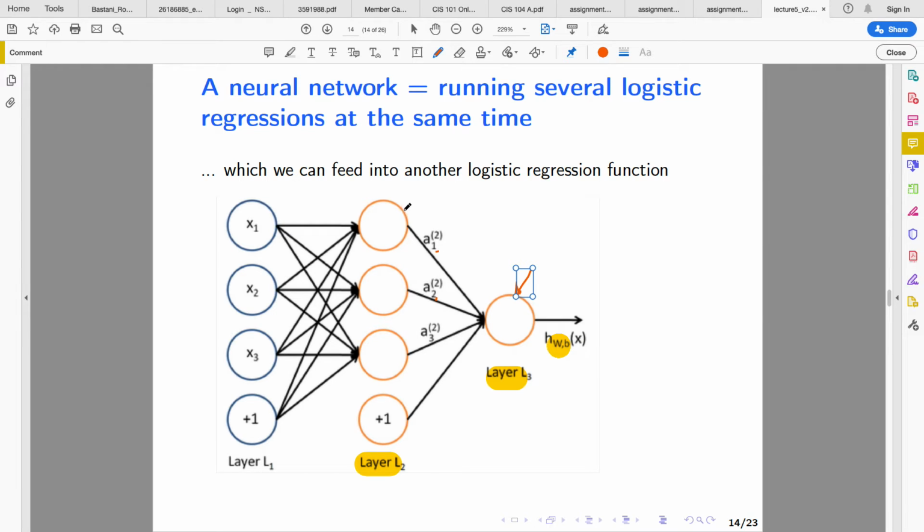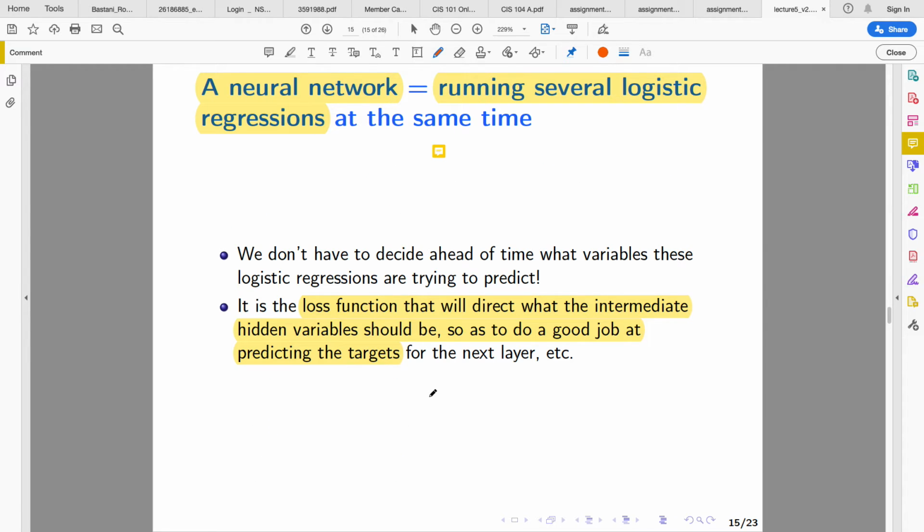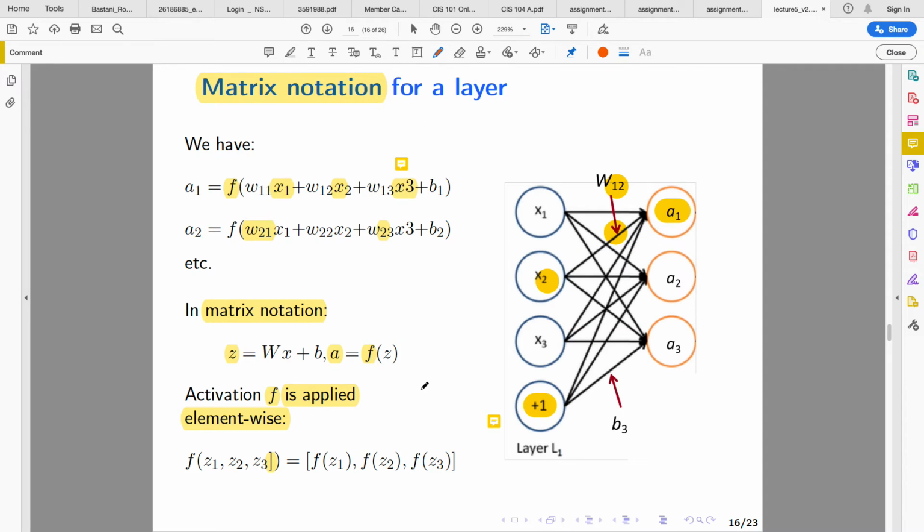Then we say this is what we refer to as the second layer. Essentially, it should just be the first layer, because we don't normally count the input as a layer. We don't have to decide ahead of time what variables this logistic regression is trying to predict. It's the loss function that will direct the intermediate hidden variables to do that job of prediction.